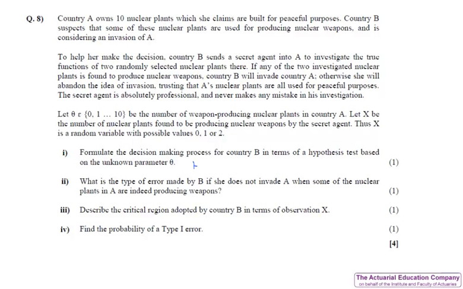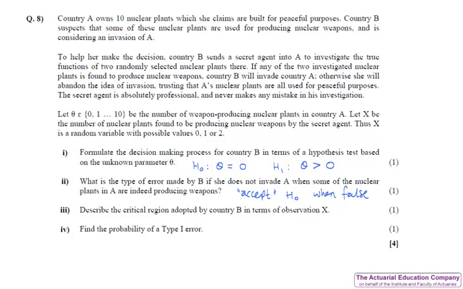So our hypothesis is that there are no weapon-producing plants, i.e. theta is 0, or there are weapon-producing plants, i.e. theta is positive. In part B, we're asked to give the name of the error, that they do not invade when some plants are producing weapons. So this means we do not invade, i.e. we believe that there are no weapons producing plants, so we think theta is 0, i.e. we accept H0, when in fact there are actually some weapon producing plants, so when it's false. This is what's called a type 2 error.